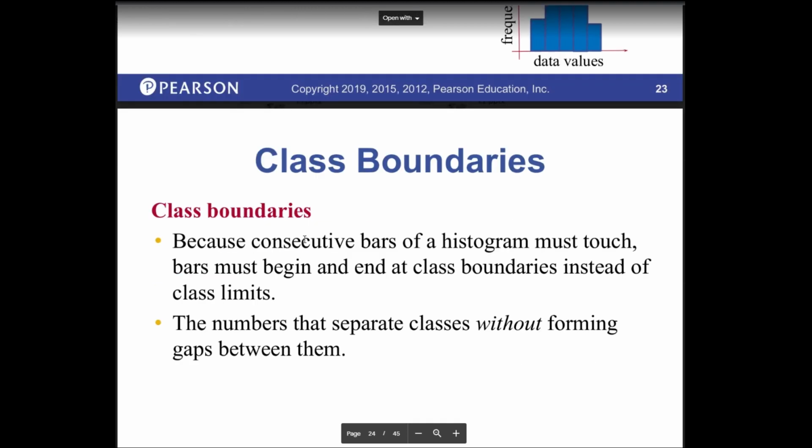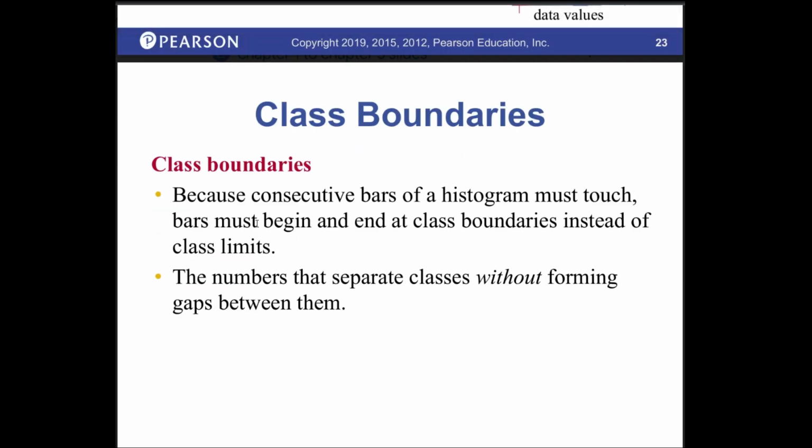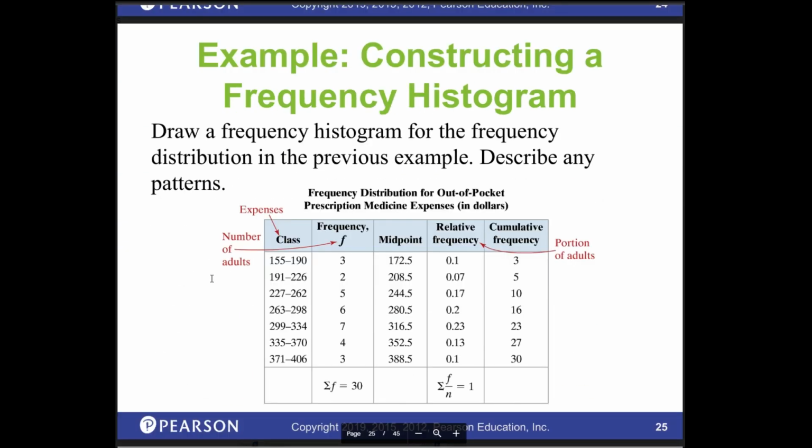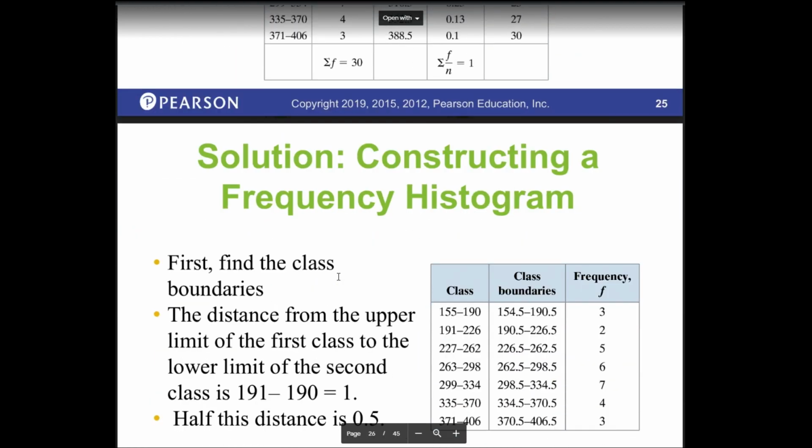And then class boundaries: because consecutive bars of a histogram must touch, bars must begin and end at class boundaries instead of class limits. These are the numbers that separate classes without forming gaps between them. So draw a frequency histogram for the frequency distribution in the previous example. Describe any patterns. So we're going to use these numbers and make it into a histogram.